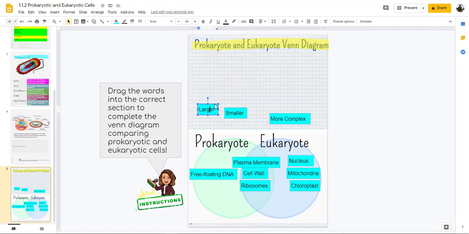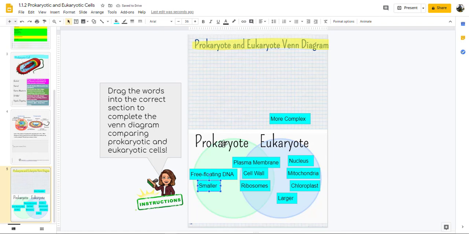Larger and smaller. So in your learning targets, you needed to be able to decipher the relative size of prokaryotic cells and eukaryotic cells. So relative to one another, eukaryotes are larger and prokaryotes are smaller. Okay, much smaller as we saw in the very first picture. And then more complex. That's pretty obvious usually. The one with all the organelles and all the parts is going to be more complex.